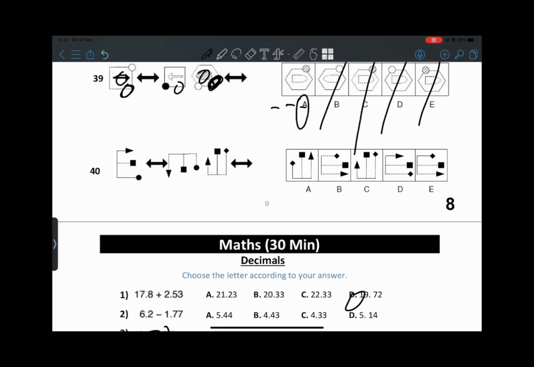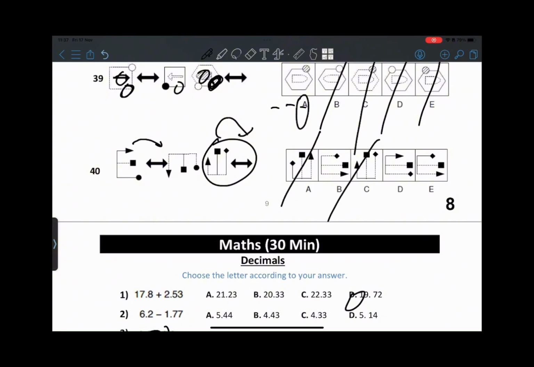Final question. Ran 10 minutes over, but that's fine. Flip to the right. So you rotate to the right. So let's rotate this to the right first, the whole shape. Cancels a few of them out already.